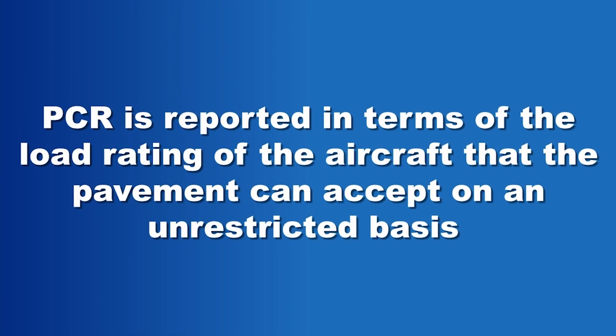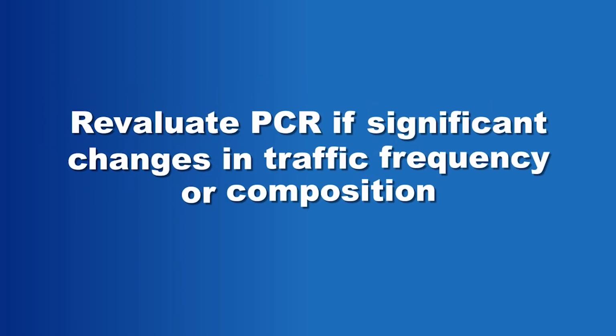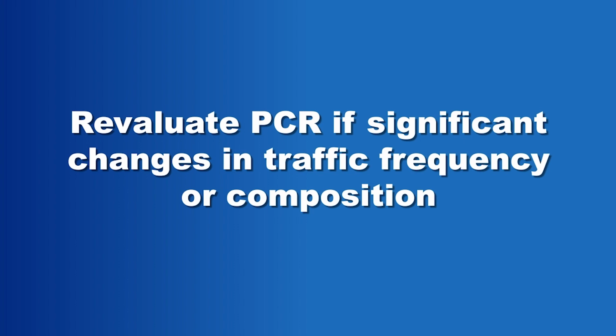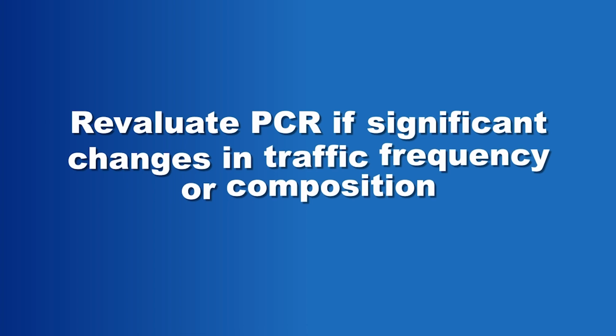Remember that the PCR is reported in terms of the load rating of the aircraft that the pavement can accept on an unrestricted basis. Unrestricted refers to the relationship of the aircraft ACR to the pavement PCR, and that it is permissible for an aircraft to operate without weight restrictions when the PCR is greater than the ACR. The term unlimited operations does not consider pavement life. The reported PCR indicates the pavement strength is sufficient for the current and future traffic analyzed, and should be re-evaluated if traffic changes in frequency or composition.